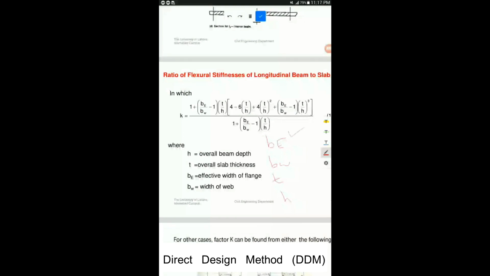Here B is the B effective width, which we already discussed for calculation of T-beam in rectangular beam. BW is the width of the web. T is the slab thickness, and H is the overall thickness of the beam. We're going to do some exercises to find the value of K using this formula.